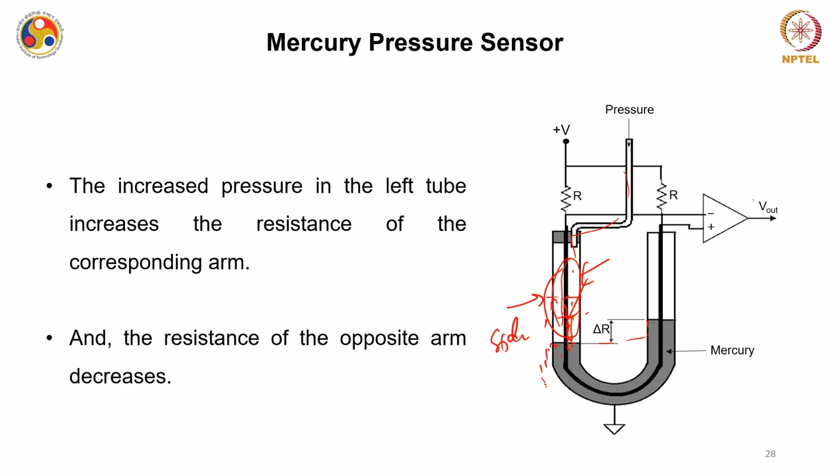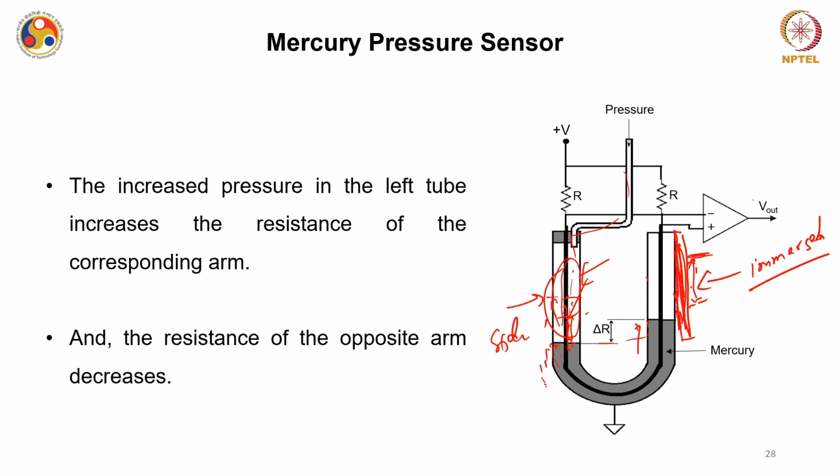And the resistance of the opposite arm will decrease because when you are applying the pressure, this liquid is going up this side. Initially, say this length of this wire was exposed, right? Now this liquid level has risen to say this point, meaning this much more resistance has been immersed in the liquid or in the mercury. Because of that, the resistance of this portion will also drop, right?